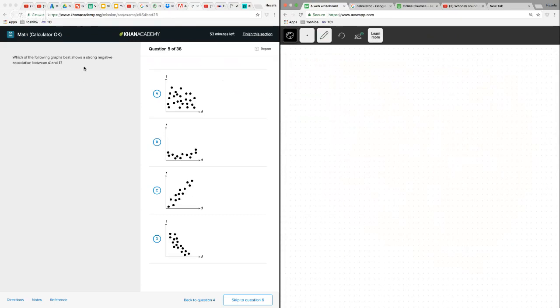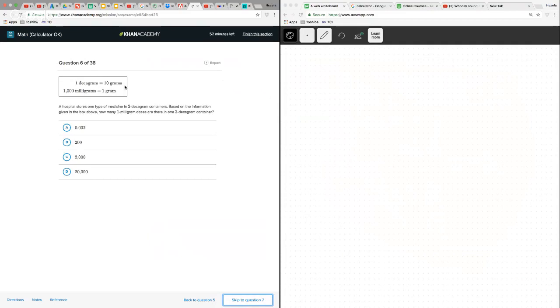Which of the following graphs best shows a strong negative association between D and T? Negative association should have a negative slope going down like this. A is no good. There's no relationship shown there. B is kind of not negative. It's just sort of a constant. This is a really nice positive association. D is our negative, a nice negative slope.